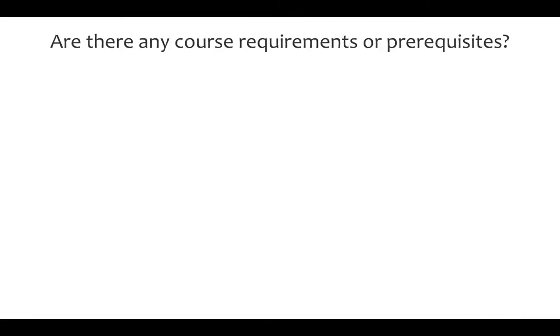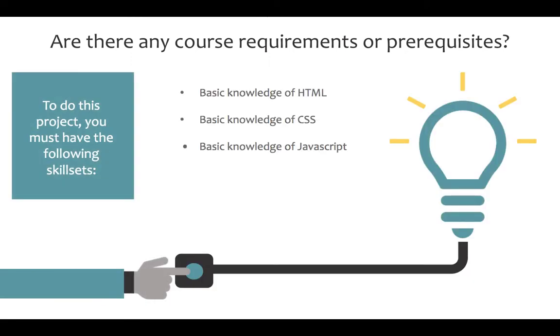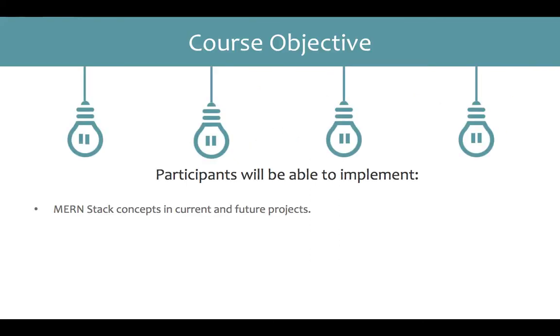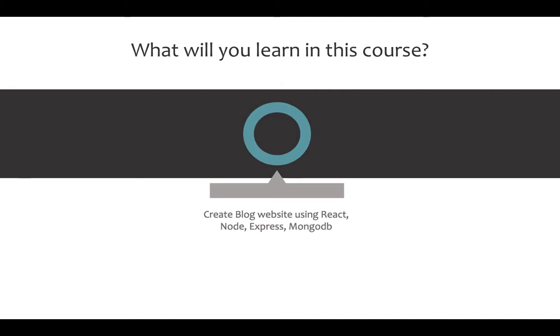So, are there any course requirements or prerequisites? To work on this project, you must have the following skill set: basic knowledge of HTML, basic knowledge of CSS, and basic knowledge of JavaScript. So, course objective: participants will be able to implement MERN stack concepts in current and future projects. What you will learn in this course: we will create a blog website using React, Node, Express, and MongoDB.